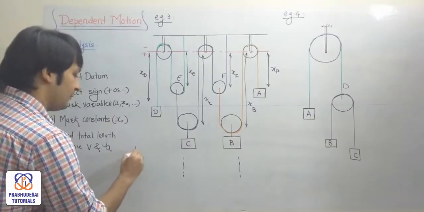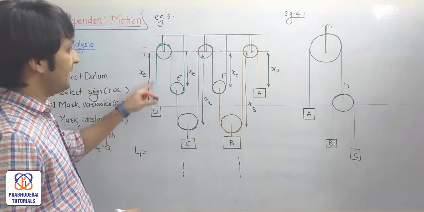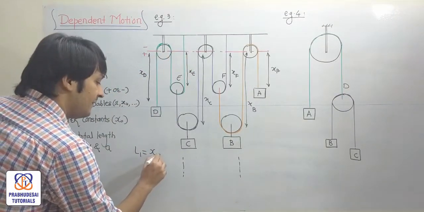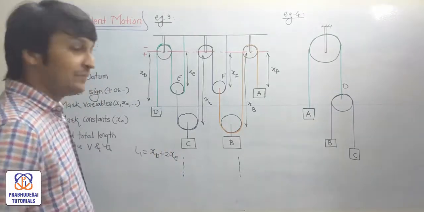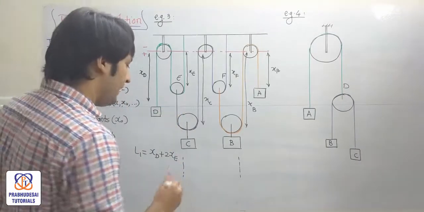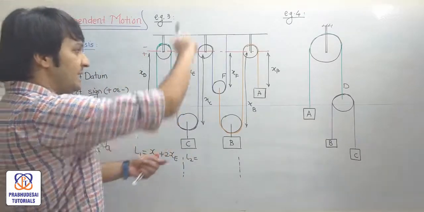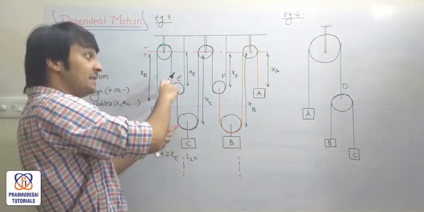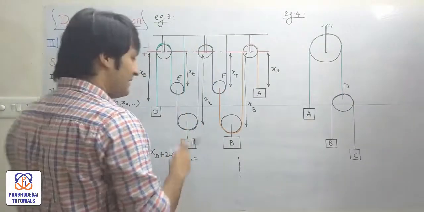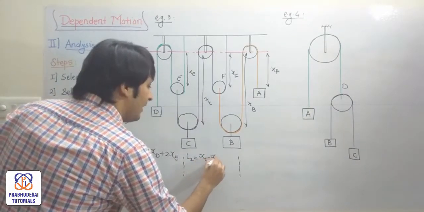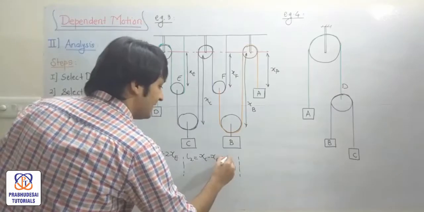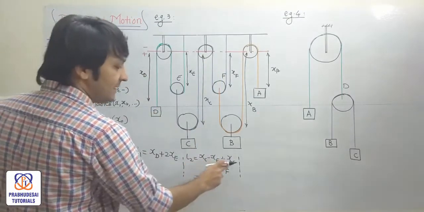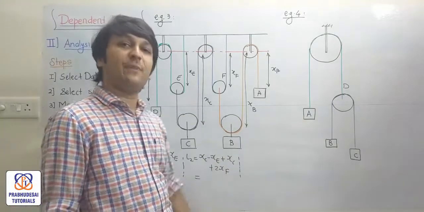Let us find length 1. What is length 1? Tell me length 1. This is XD plus XE plus XE, means XD plus 2XE. Correct? Check the violet length now carefully. L2. Correct? What is this? This is XF. This is XF. What is this? This is XC minus XE. So this is XC minus XE plus XC, correct? Plus 2XF. You just have to add XC plus XC, which is 2XC, plus 2XF minus XE.